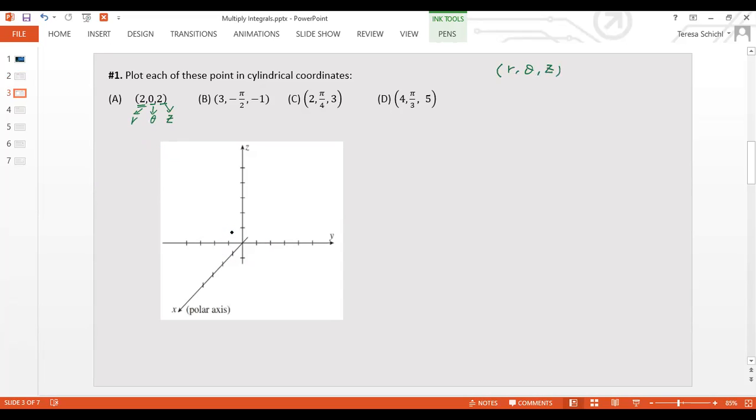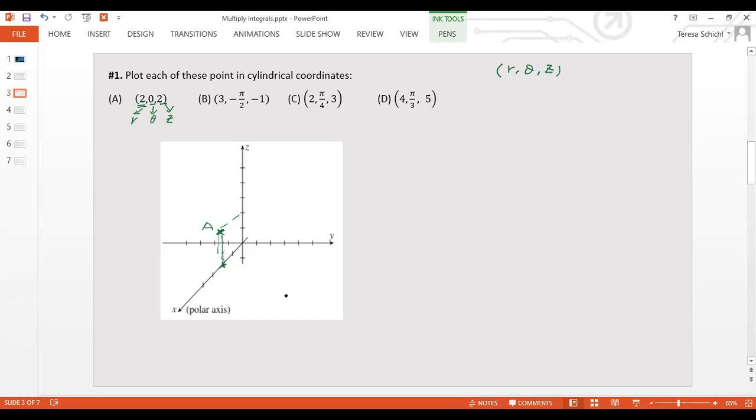For the first point, r is equal to 2, so I'm starting here, and theta is 0, which means I'm not moving anywhere. Then I go up 2. This is how we graph it, so go up 2, and this is my point A.